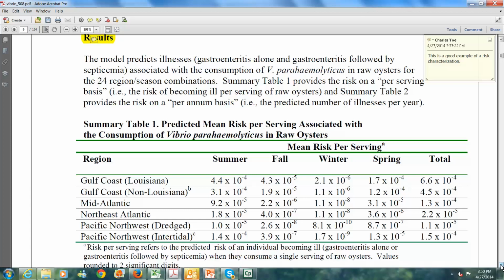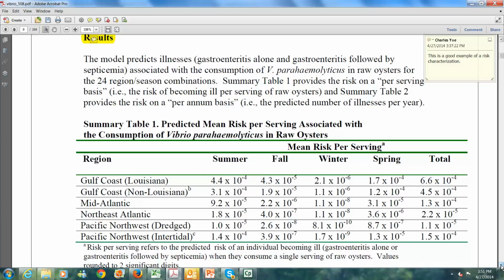So here is what we would call a risk characterization. These results pull together all the work from the rest of the risk assessment in a way that addresses that probability and consequence. So if you look at summary table number 1, this would be important for a risk manager to understand. The rows are different regions of the United States, and the columns are different times of year. The table is showing the average risk per serving of oysters.